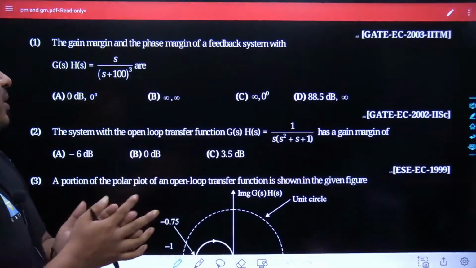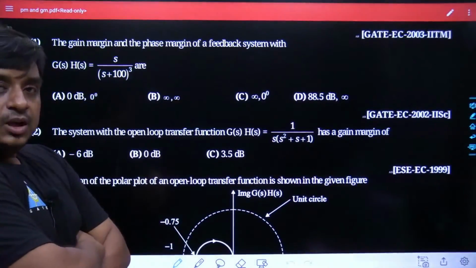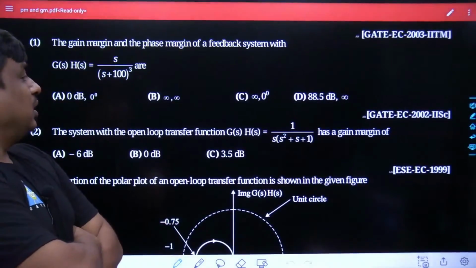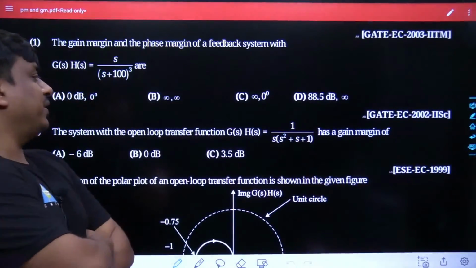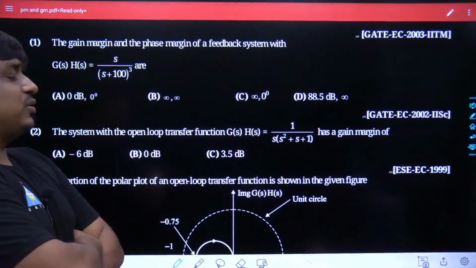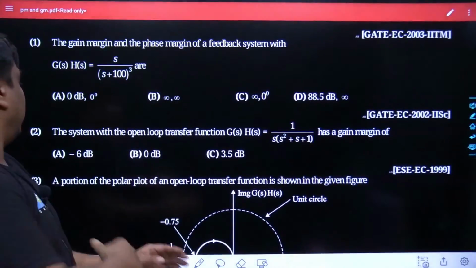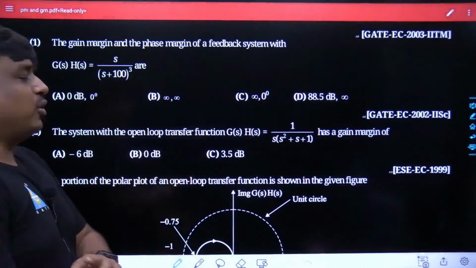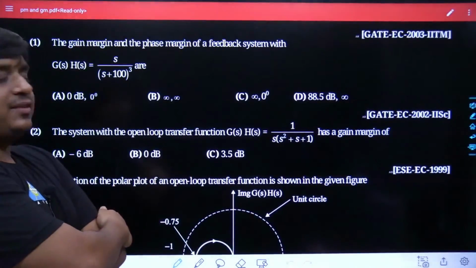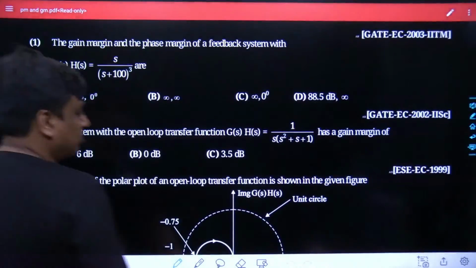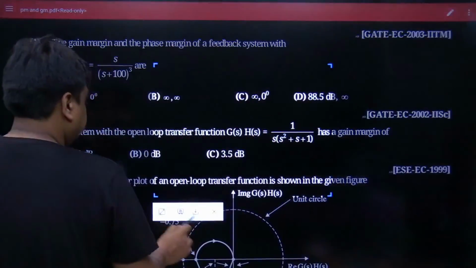Again, this problem had been experienced by the electronics people. In the year 2002, the problem had been framed by IISc Bangalore. The problem is 1 divided by s within the bracket s square plus s plus 1. And here we need to find the gain margin. Obviously, the data are being supplied in the form of dBs, that means the gain margin has to be assessed in dBs. Tell me what could be the best most answer for this given problem.